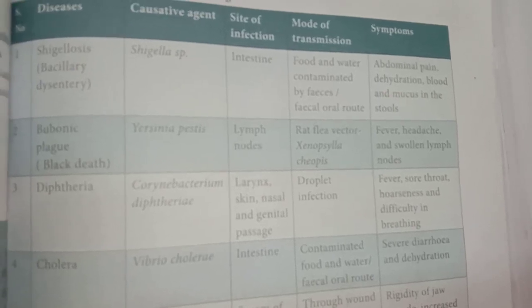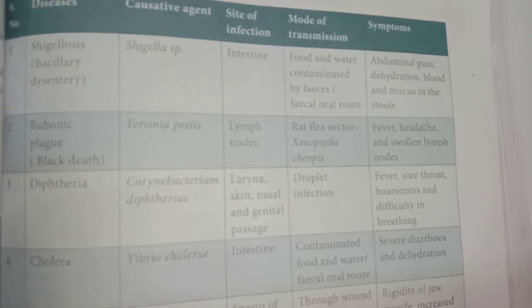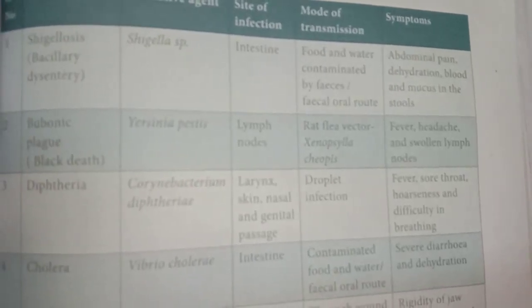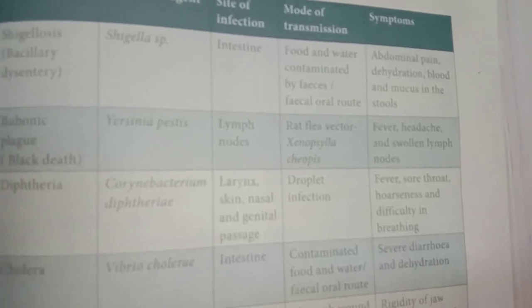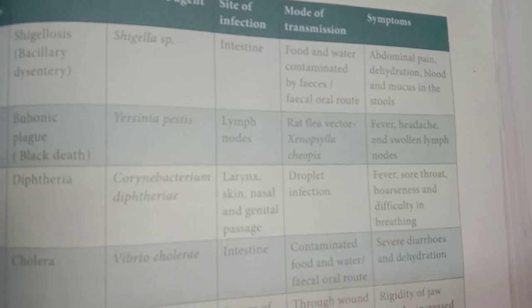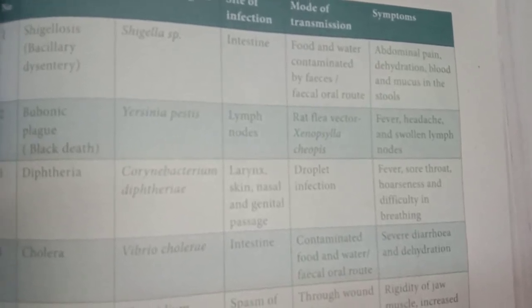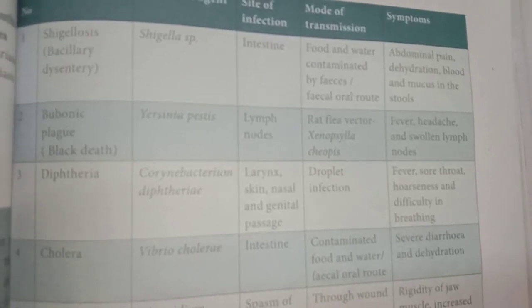Then mode of transmission: this disease is transferred through a vector. The name of this vector is Xenopsylla cheopis. Then symptoms: fever, headache and swollen lymph node are the symptoms of this disease.